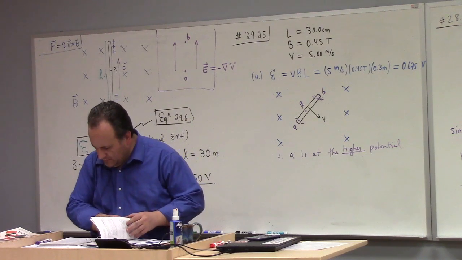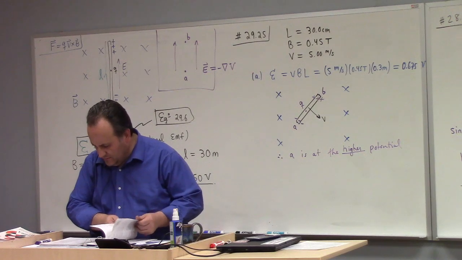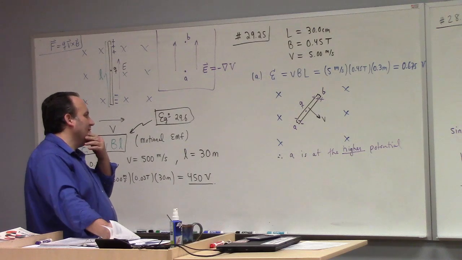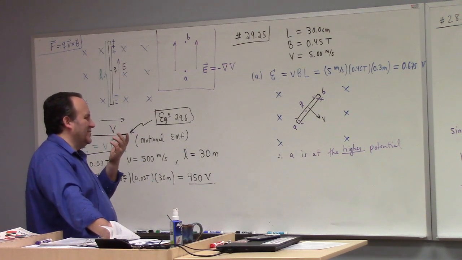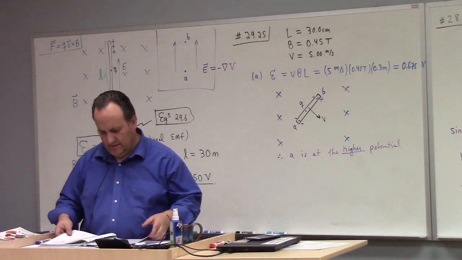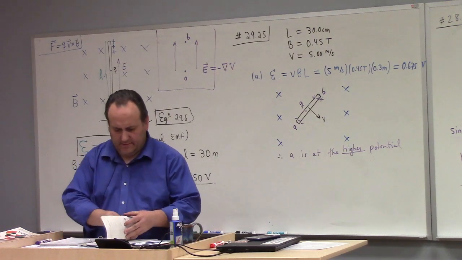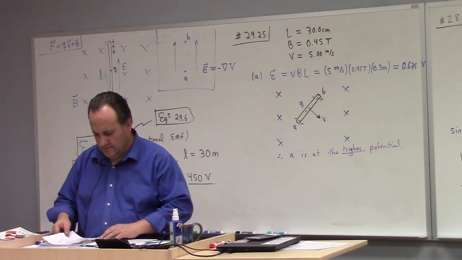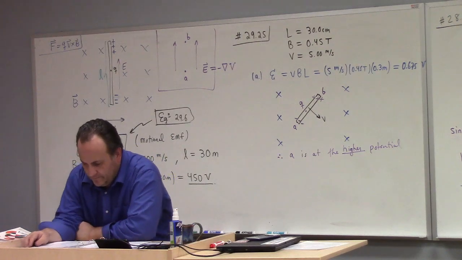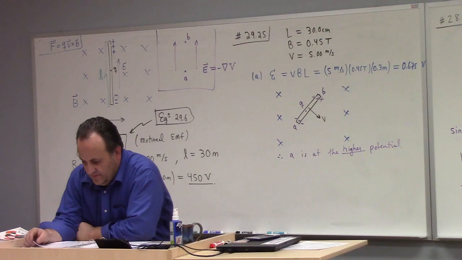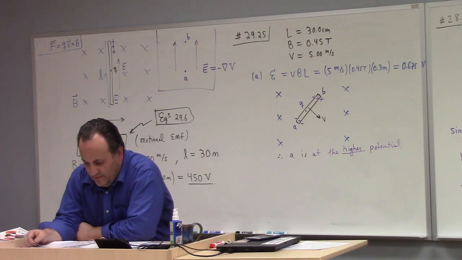Am I misreading it? Which point, A or B, is at the higher potential? I think A is at the higher potential. Let me check. If you read page 993, from the above discussion, E equals vB. So V_AB is equal to vBL, with point A at higher potential than point B.